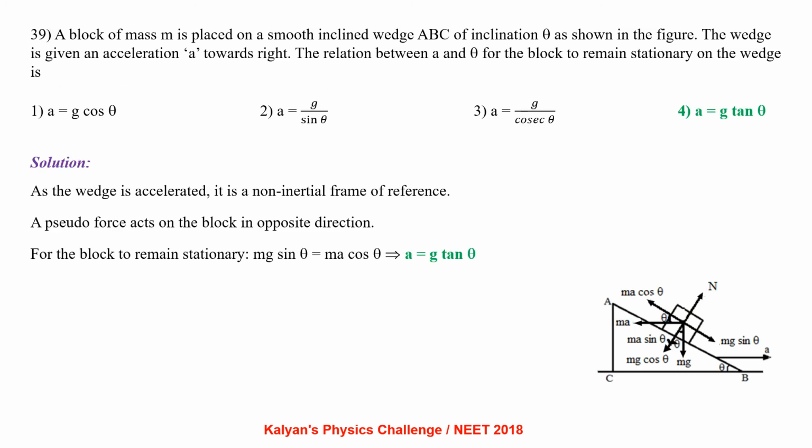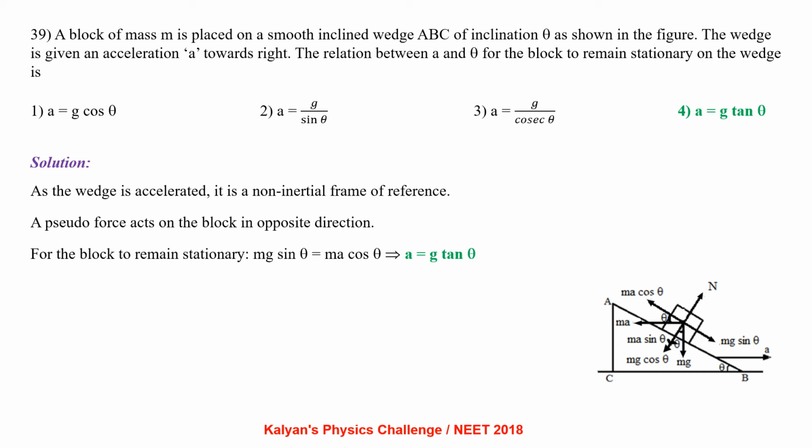A block of mass m is placed on a smooth inclined wedge ABC of inclination theta as shown in the figure. The wedge is given an acceleration a towards the right. The relation between a and theta for the block to remain stationary on the wedge is: as the wedge is accelerated, it becomes a non-inertial frame of reference. So a pseudo force will act on the block in the opposite direction.